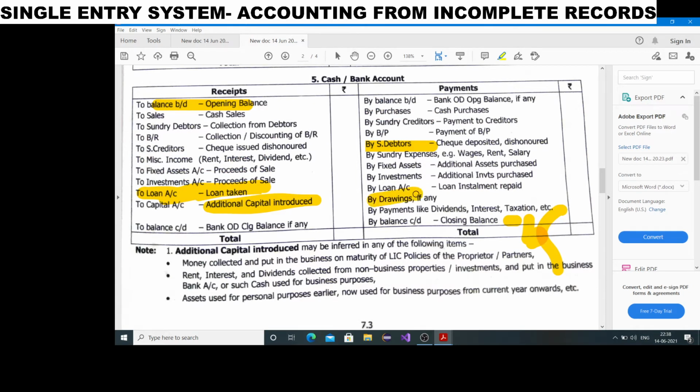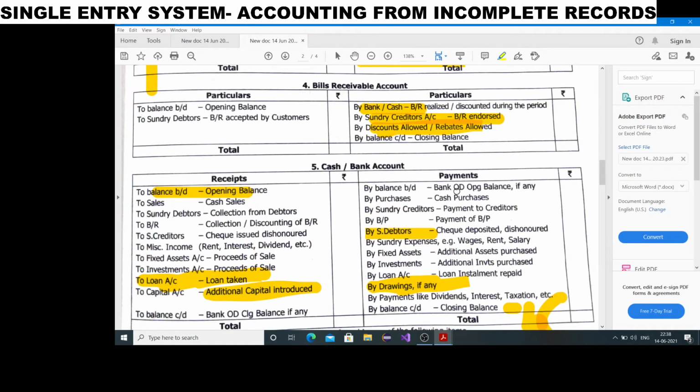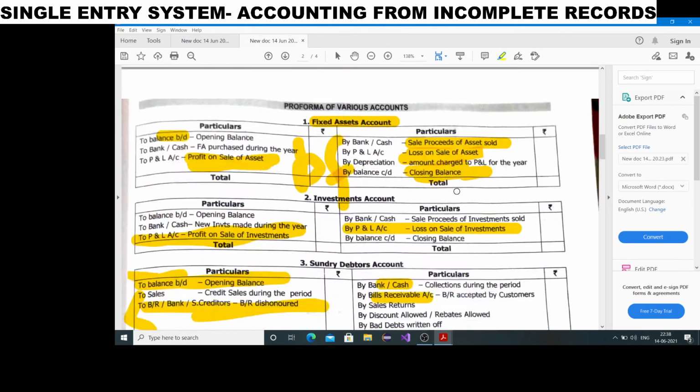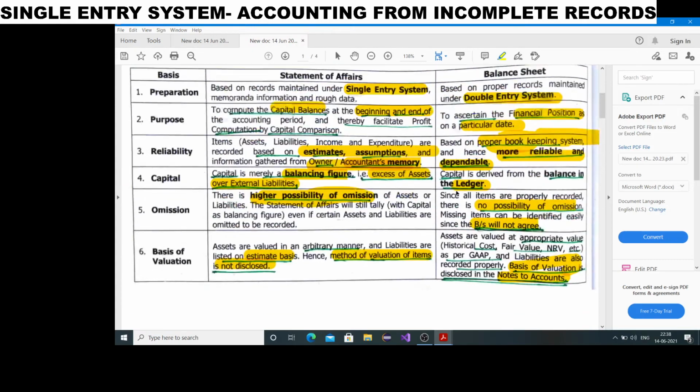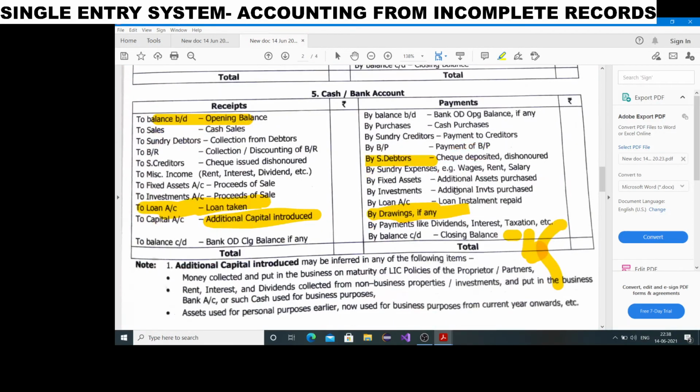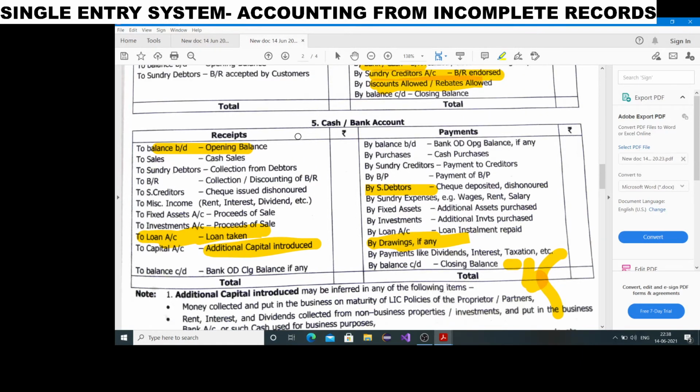Drawings, if any, if you withdraw any of the amount. So this is all about the accounts we prepare as our working notes. This is all you'll be given with the information. This is a total, I would say, everything included in this account, right?